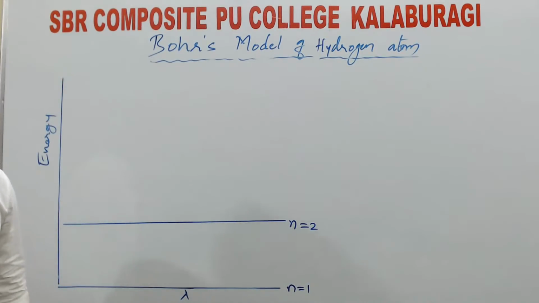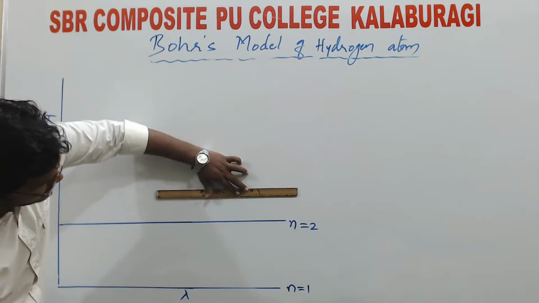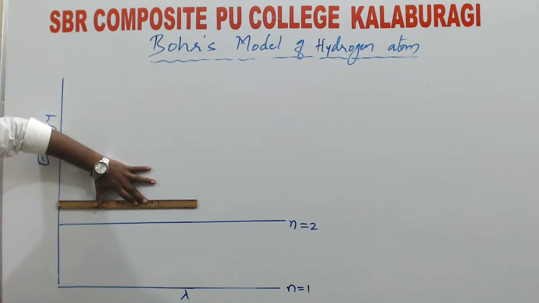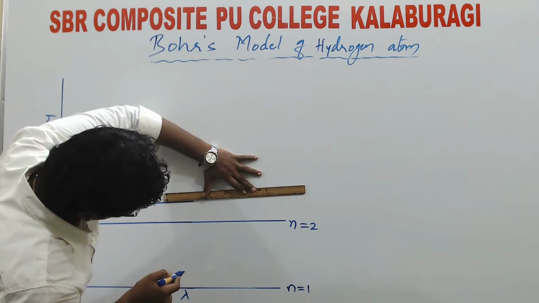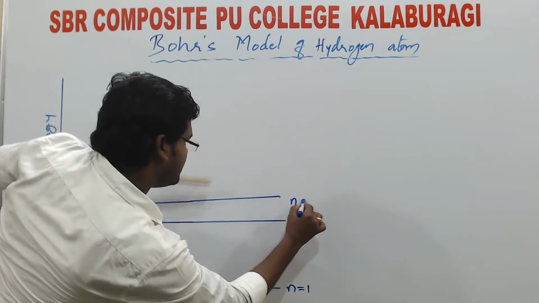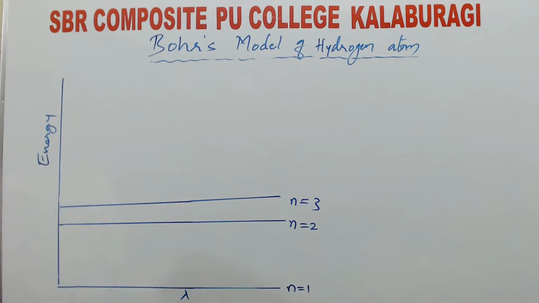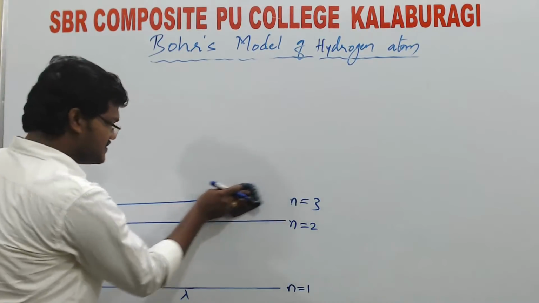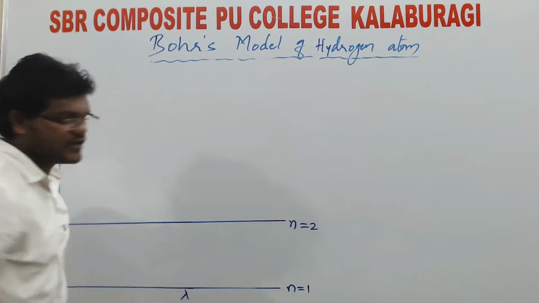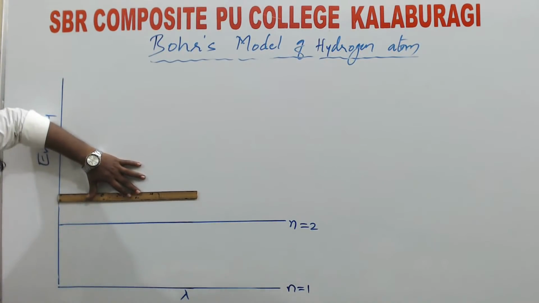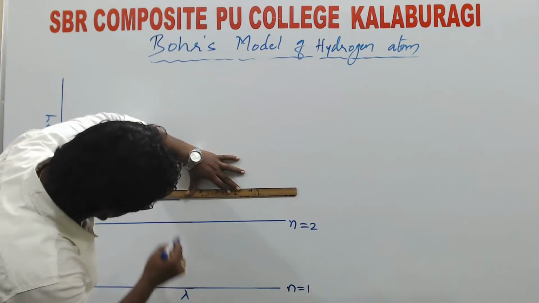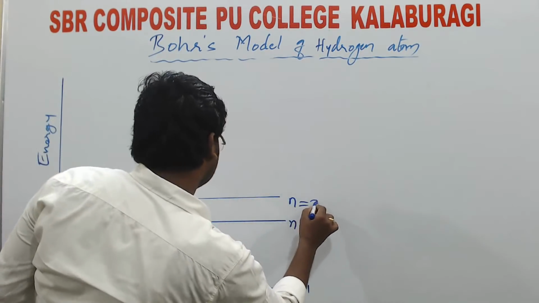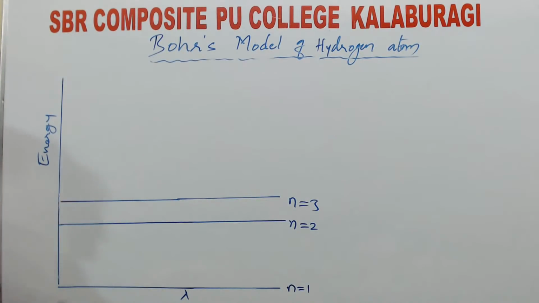Or else you can say the L shell, L energy level: K, L, M, N, and so on. So here I will draw my third energy level, n equals 3. It's going a bit cross, I will redraw this. In the beginning I said I'm not good at drawings, I'm trying my best. So let it be. This is n equals 3.